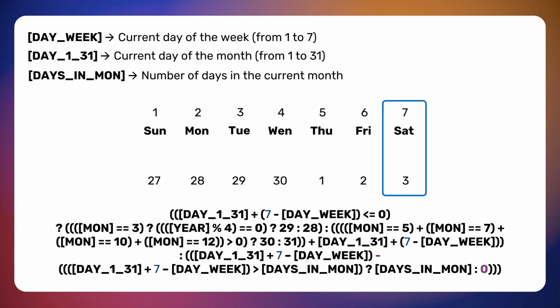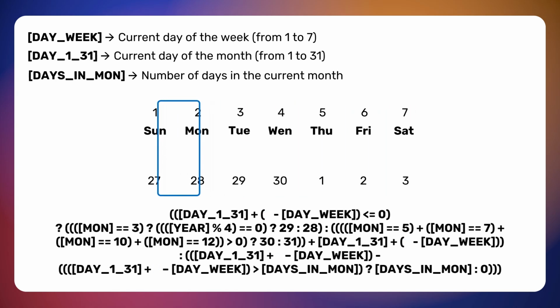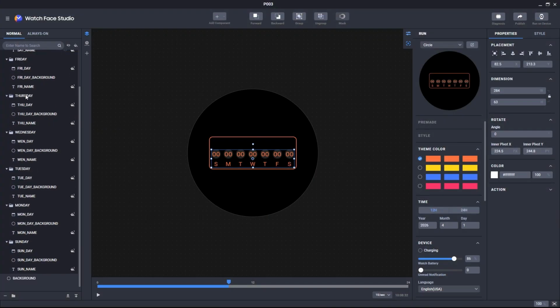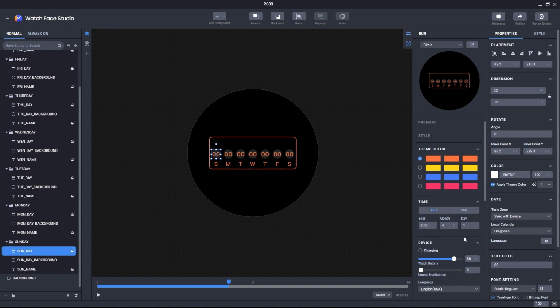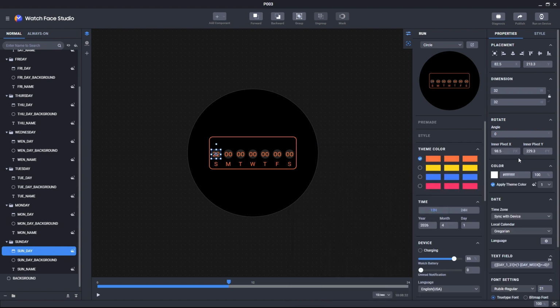Just remember, this works for Saturday because we are using the number 7 here. If we want the value for Monday, we need to replace the 7s with 2s. For Sunday replace them with 1s, and so on for the other days of the week. With the expressions created, we can now add it to each day component. Just remember to change the number that represents each day of the week to match the corresponding component.